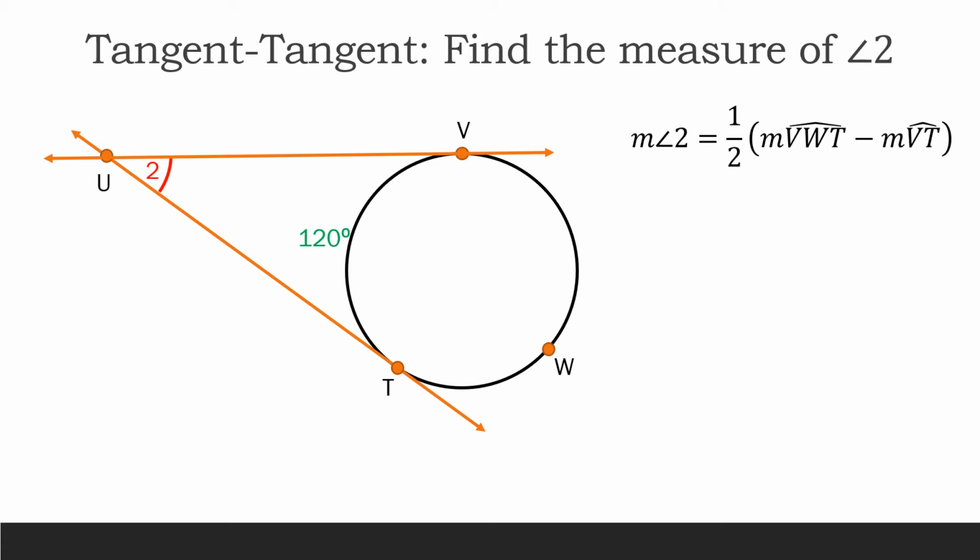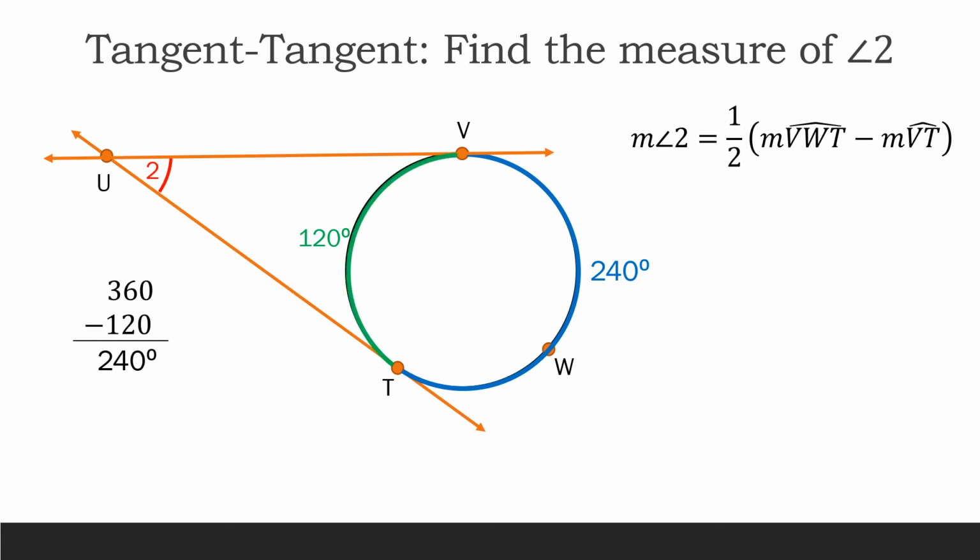Well, what do we know about the entirety of a circle? We know that the entire circumference of a circle is 360 degrees. All the way around the circle is 360 degrees. So if we know that VT is 120, we can find VWT by saying 360 minus 120, because in this case, with the two tangent lines, we're looking at the entire area around the circle there. So we have 360 minus 120 is 240, so the major arc distance is 240 degrees.